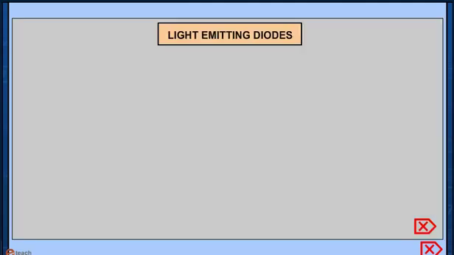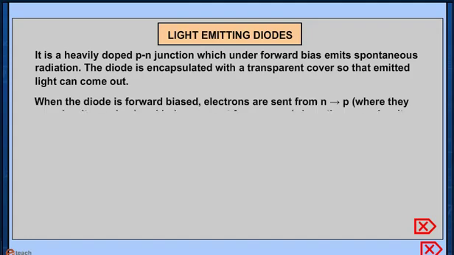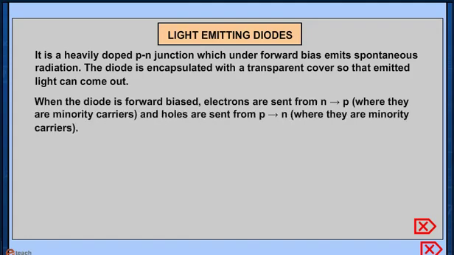Light emitting diodes. It is a heavily doped PN junction under forward bias which emits spontaneous radiation. The diode is encapsulated with a transparent cover so that the emitted light can come out. When the diode is forward biased, electrons are sent from the N to P region, where they are minority carriers, and holes are sent from the P to N region, where they are minority carriers.